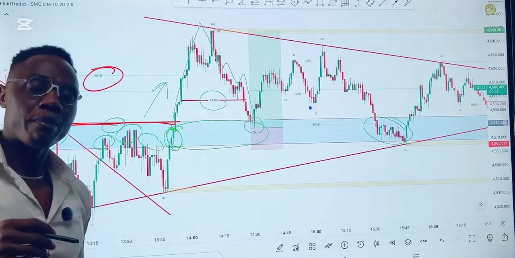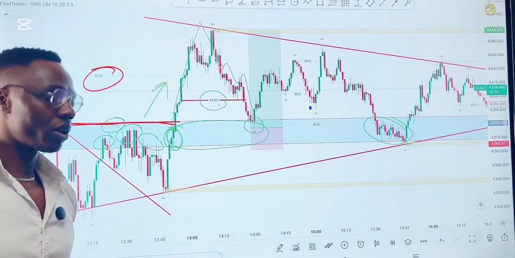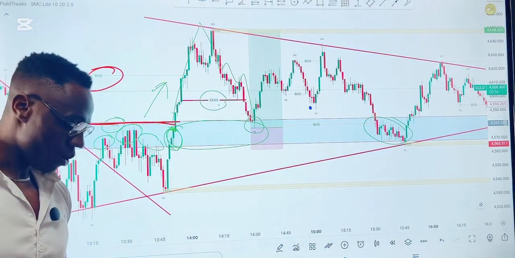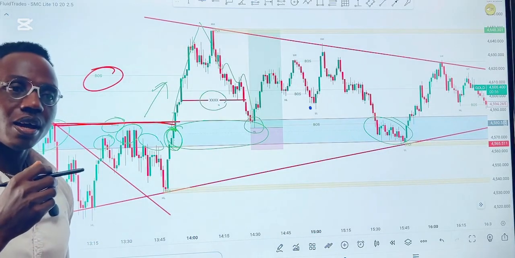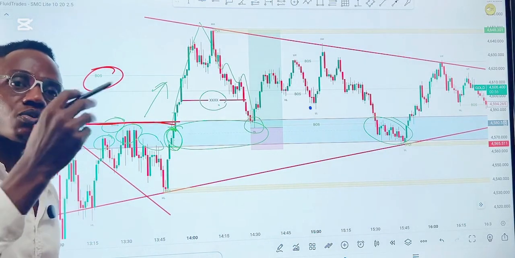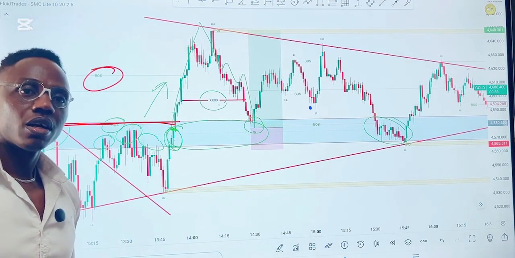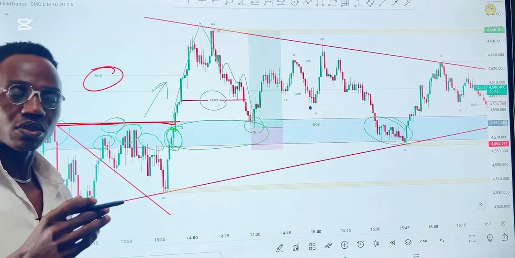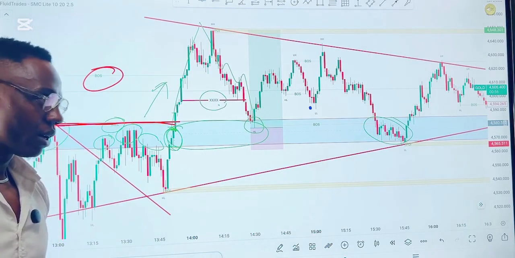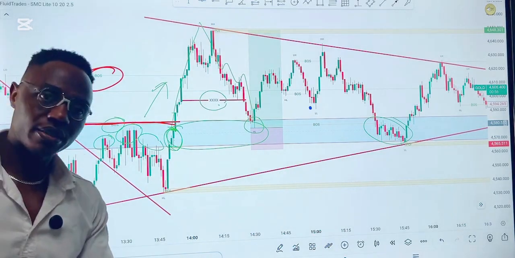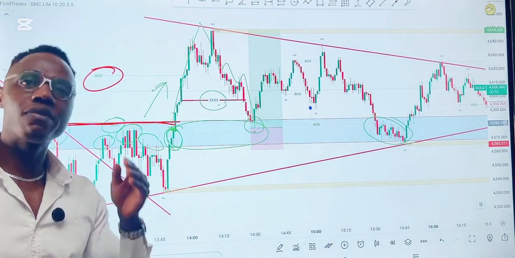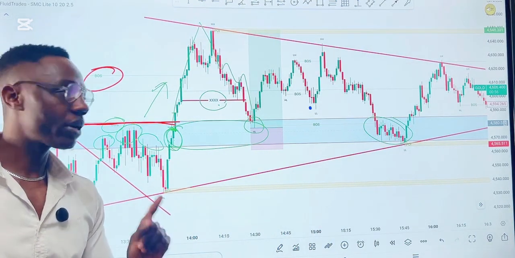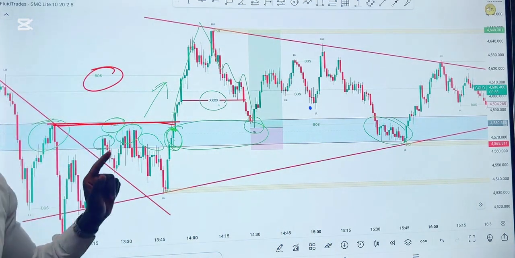And I told you for market structure when I was teaching you that when you see a double break of structure, it signifies what? It confirms a direction. Double break of structure. At least see two breaks of structure to signify or confirm the direction. Only one break of structure is termed as what? Market structure shift.